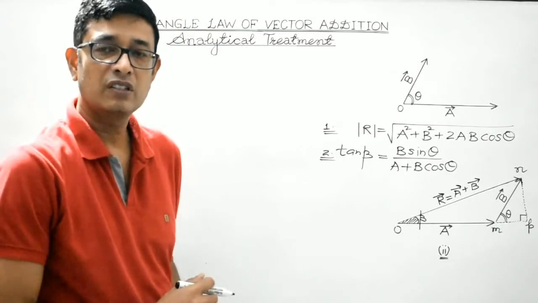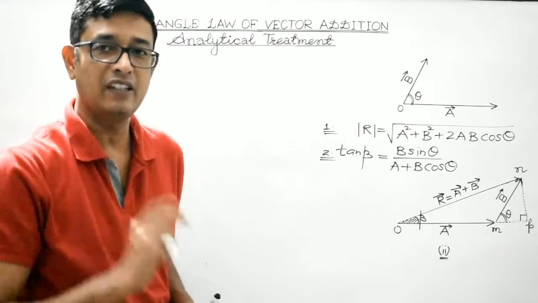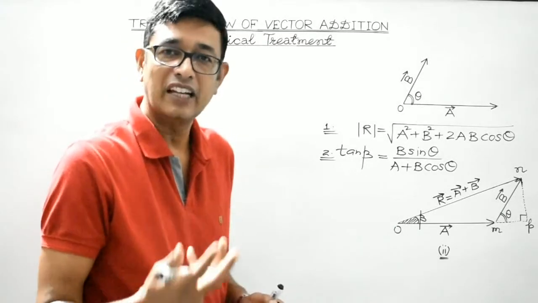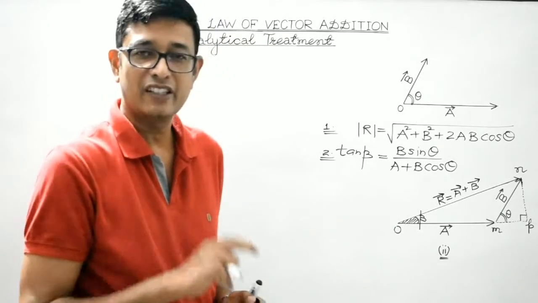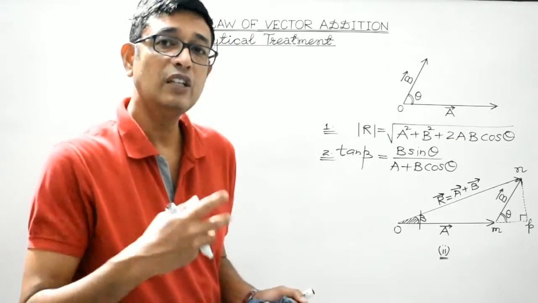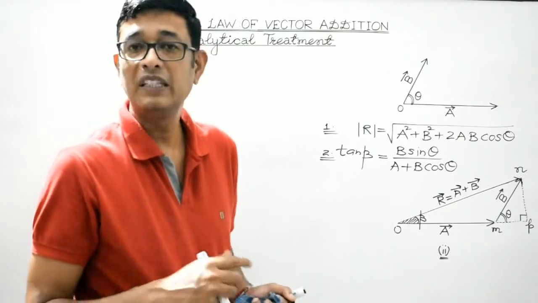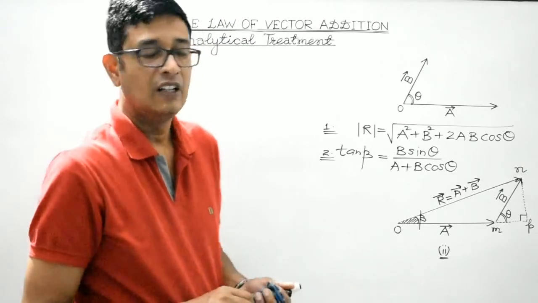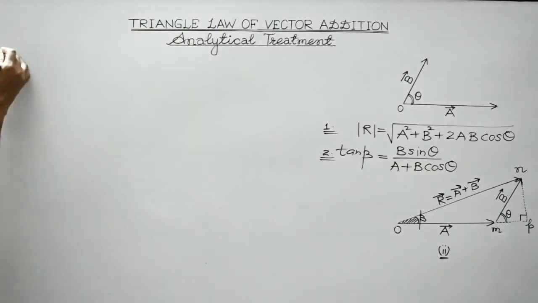Now what we'll do is, we'll consider the special cases. We'll consider the case when theta is 0, theta is 90 degree, theta is 180 degree. Then we'll be considering the case where the two given vectors are of equal magnitude. Then what will be the angle which the resultant will make with either of the two vectors, right? So let's consider the special cases.